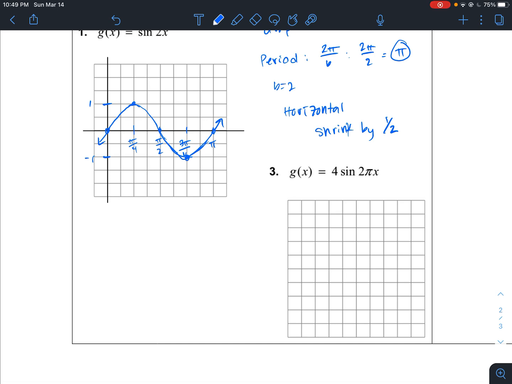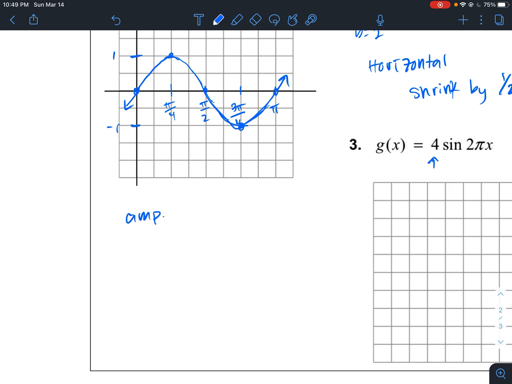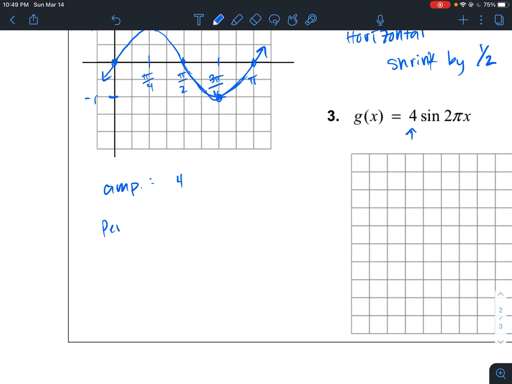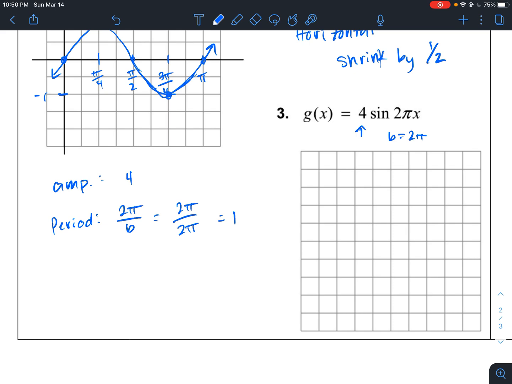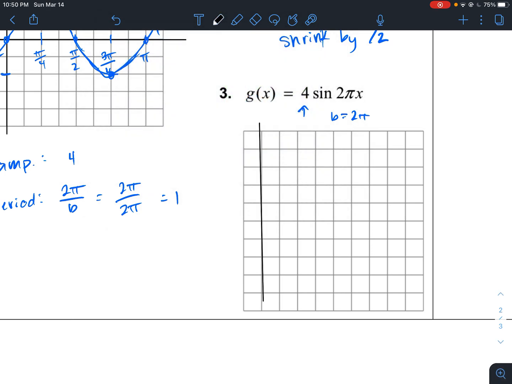Now let's come down here. So you see that we're multiplying by 4, so our amplitude is going to be 4. And then our period has to be 2 pi over b. b in this case is equal to 2 pi. So this is going to be 2 pi over 2 pi, which is going to be 1. Alright, so our function is going to reach a cycle after 1 unit. After 1 unit, we're going to have a full cycle.